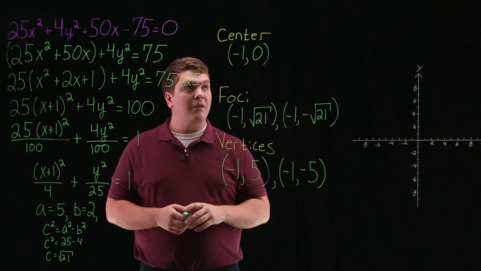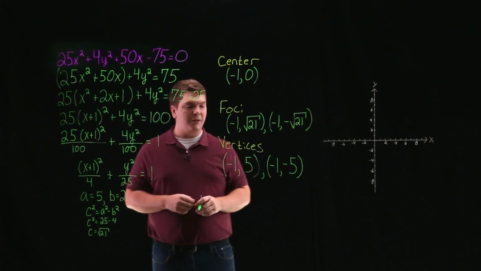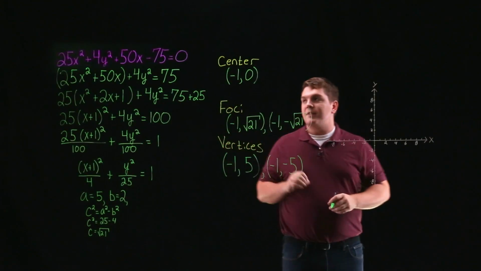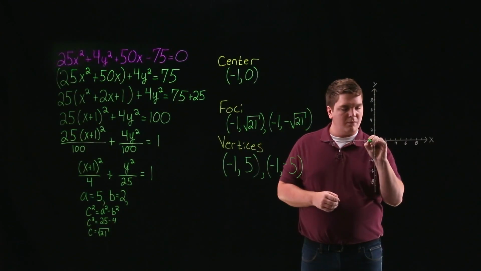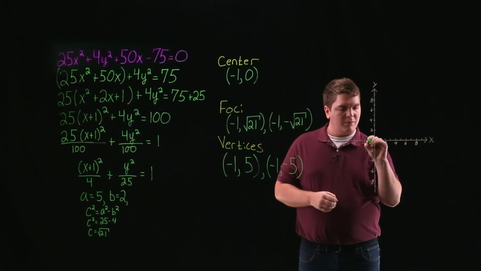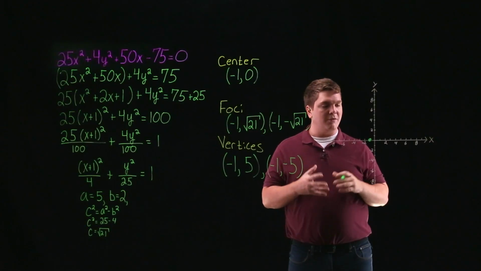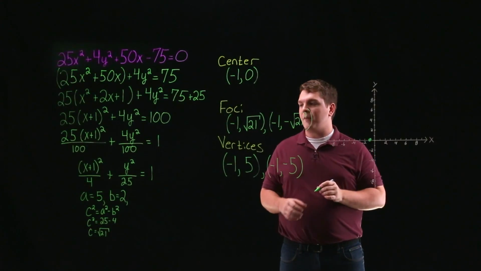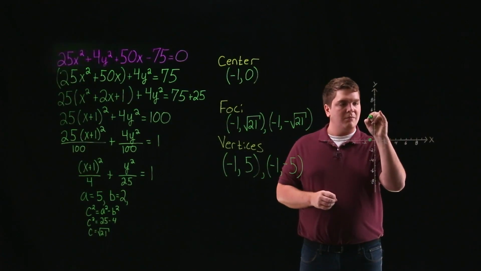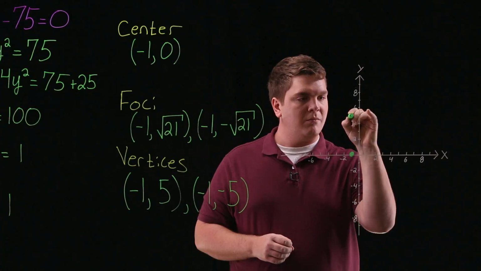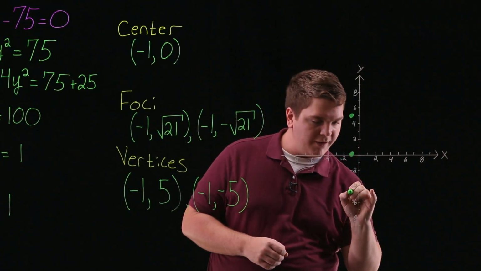Now we can use this idea of the center and our two vertices to sketch the graph of our ellipse. We said the center was at -1, 0, which is this point here. Our ellipse is not going to pass through that point, but that guides us as to what our ellipse is going to look like. We have our two vertices as -1, 5 and our second vertex is -1, -5.